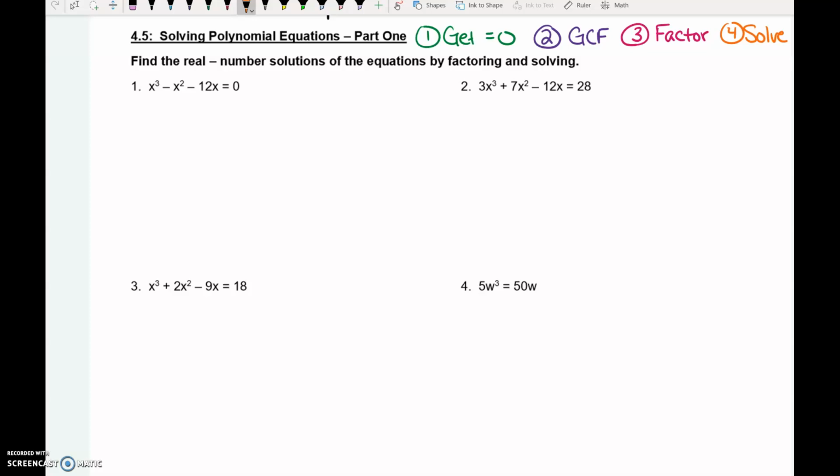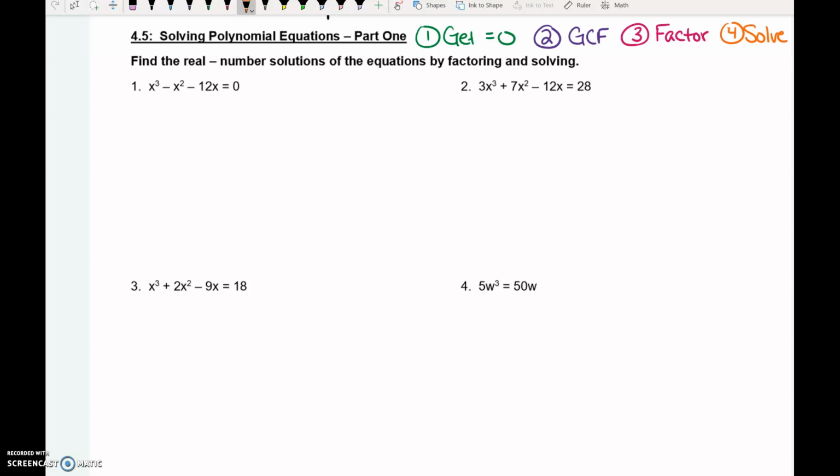Okay, in that step 1, get one side equal to 0, it is important that whichever term has your largest exponent, you want your largest exponent term to be positive. So if you have to rearrange the equation, get one side equal to 0, keep that largest exponent term positive. That will make every other step a whole lot easier.